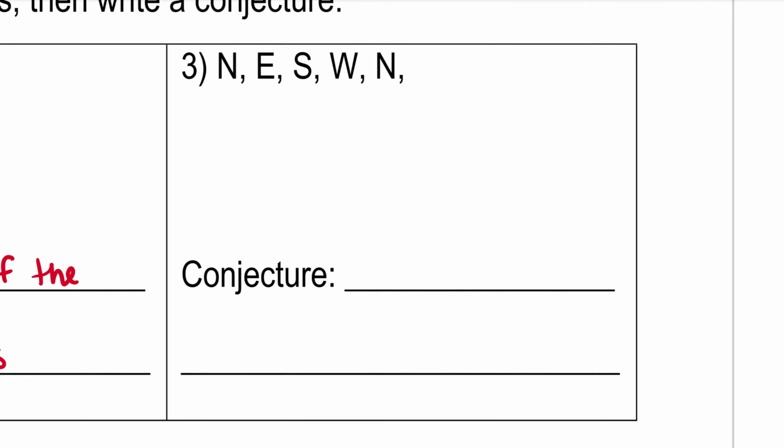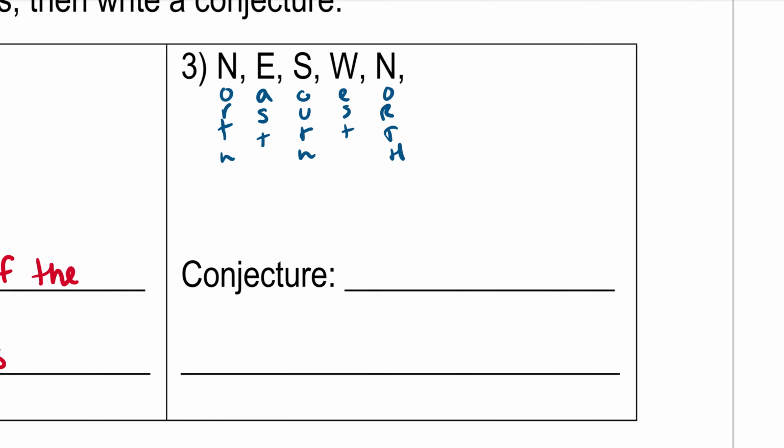3, this one might be a lot easier. NESWN. Okay, so that's north, east. Oh wow, I spelled that wrong. South, west, north. Okay, so again, how you word these, there's not necessarily a 100% one correct way to word them.